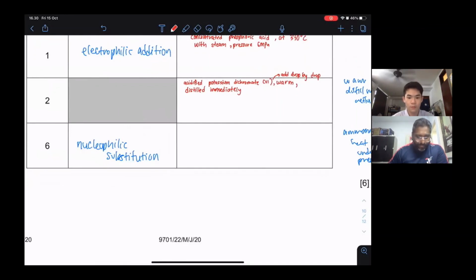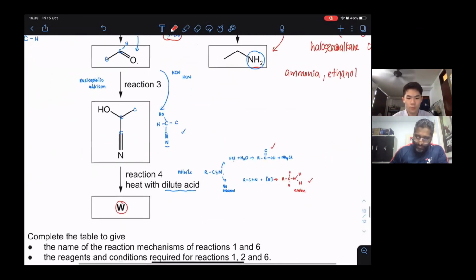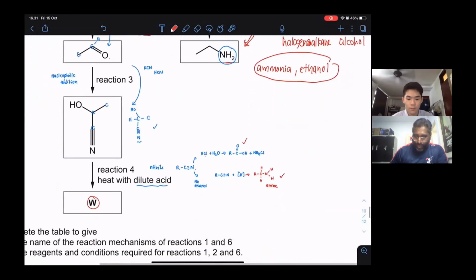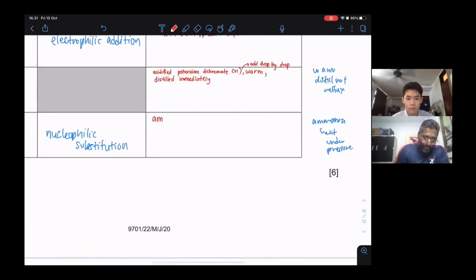Now, nucleophilic substitution, number 6. Let's see, number 6. This is going to be the Cl. This one I already told you. Ammonia, and ethanol. So you are going to have ammonia in ethanol.